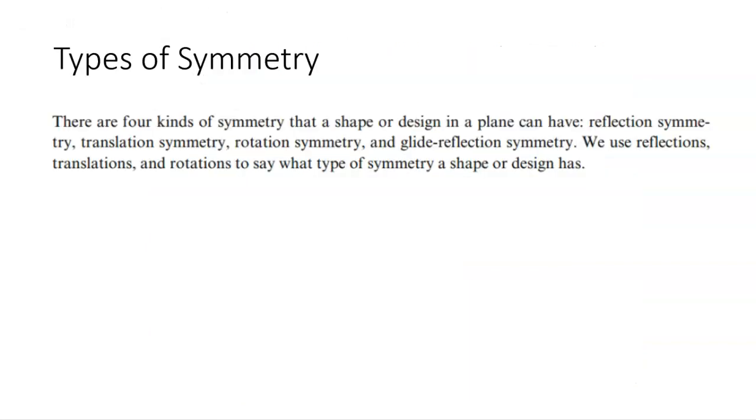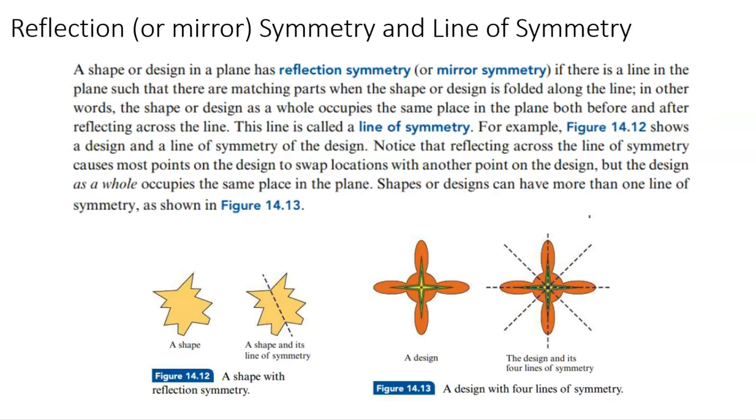There are four kinds of symmetry that a shape or design in a plane can have: reflection symmetry, translation symmetry, rotation symmetry, and glide reflection symmetry. We're going to use our transformations of reflections, translations, and rotations to say what type of symmetry a shape or design has. So let's start with reflection, or mirror, symmetry and the line of symmetry.